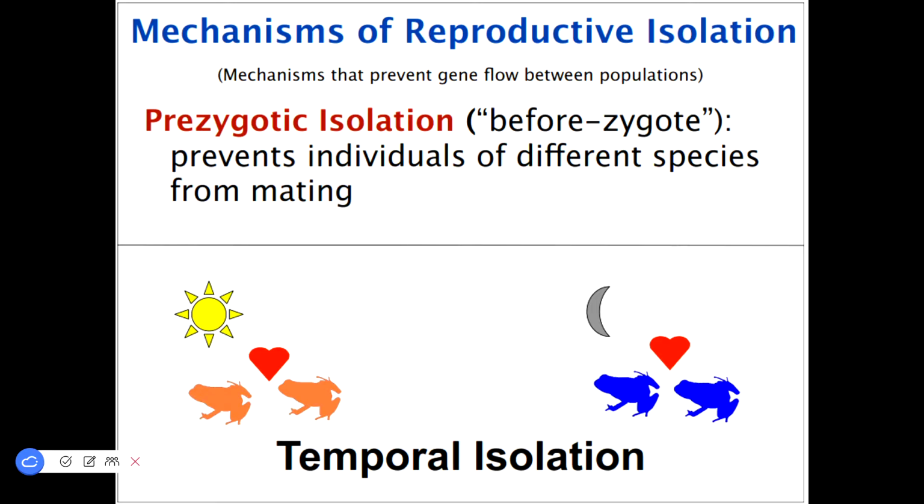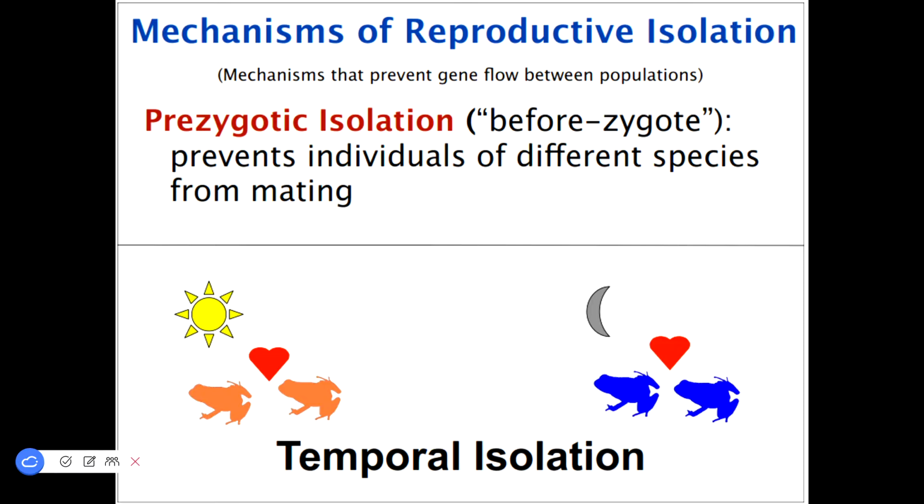So the first kind of pre-zygotic isolation is temporal isolation. So we're going to think of time. So maybe these orange frogs like to mate during the day, and the blue frogs like to mate at night. So they're mating at different times. So they're never going to be together, even if they're together in the same place, they're not trying to mate at the same time. So they're still going to be isolated.